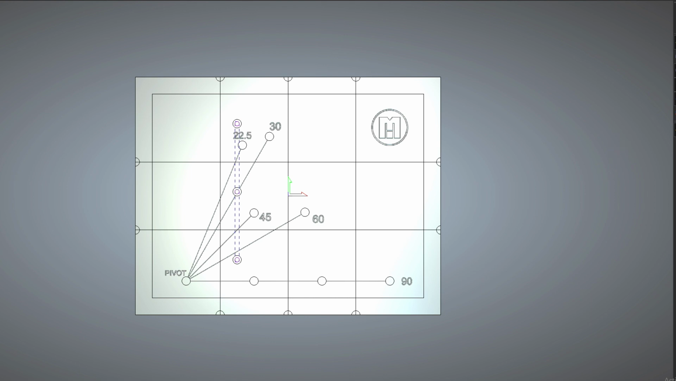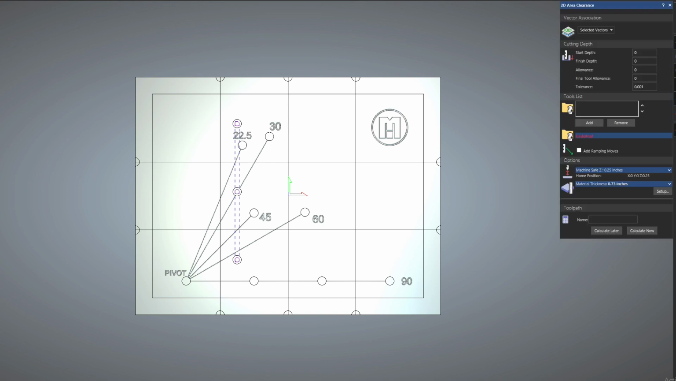It's called area clearance in Carveco, which is the equivalent to a pocket toolpath if you're using Vectric. And if you're using something other than Vectric or Carveco, I have no idea what it's called.